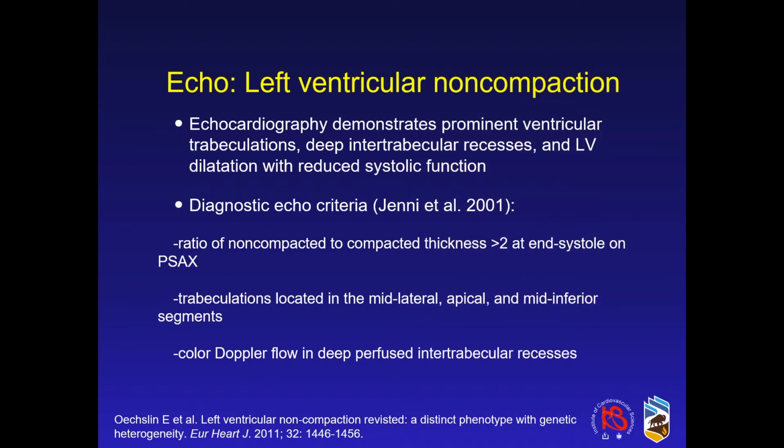As echocardiologists and our sonographer partners, what does one evaluate on echocardiography for LV non-compaction? One wants to see if there is evidence of prominent ventricular trabeculations, deep intratrabecular recesses, as well as LV dilatation with reduced LV systolic function. Now, there are a number of echocardiographic criteria. We're going to focus on one by Jenni et al. that was published in 2001, where we want to see if the ratio of the non-compacted to compacted myocardial thickness is greater than 2 at end systole, see if there are trabeculations located within the mid-lateral, apical, and mid-inferior segments, and then finally, if there is evidence of color Doppler flow within deep perfused intratrabecular recesses.